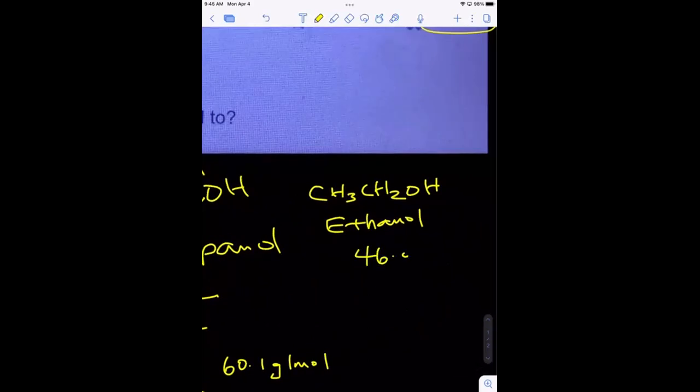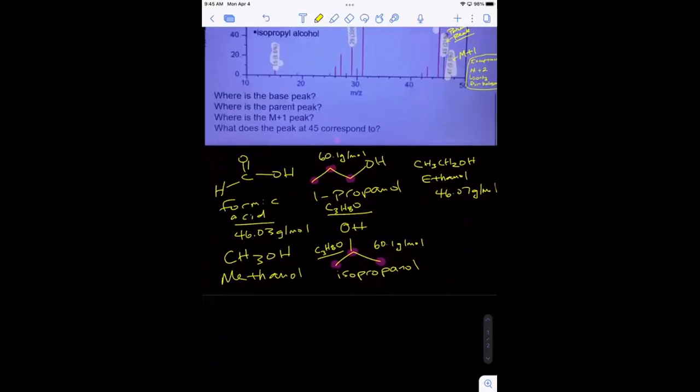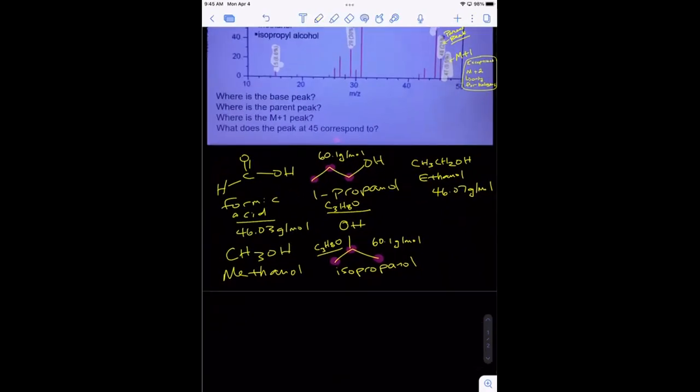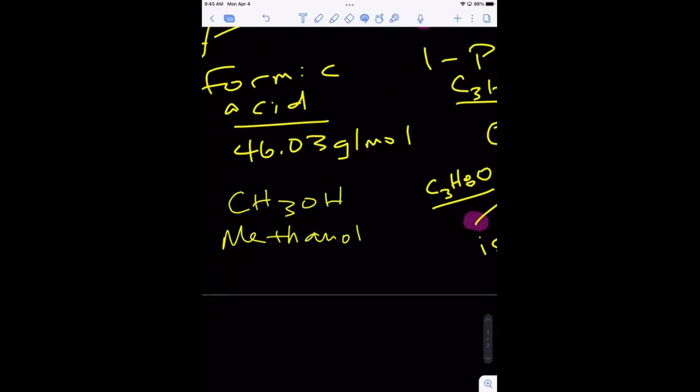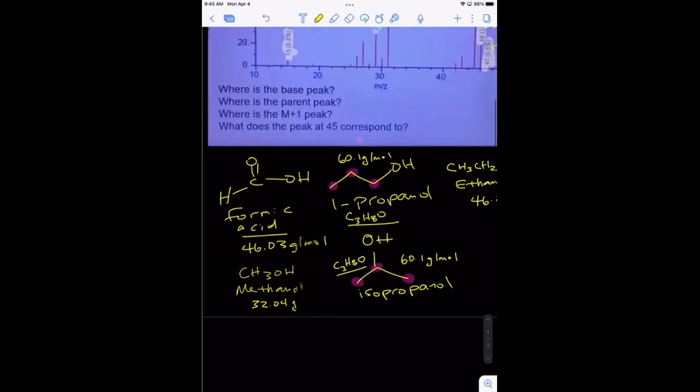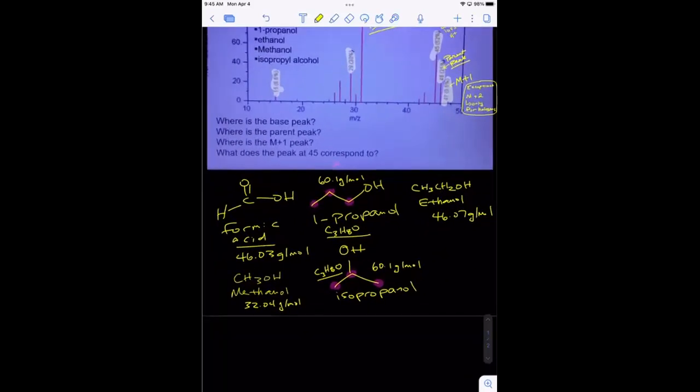46.07 grams per mole. Good. All right. And then methanol. Somebody give me that one. Anybody got that one? Let me see. 15 and 17, 0.04 grams per mole. All right. So now we've got our molecular weights, which is a big part of this process.